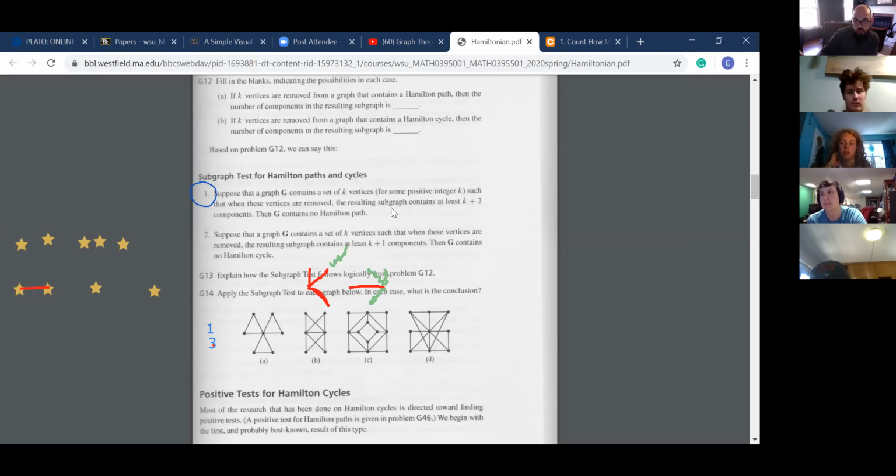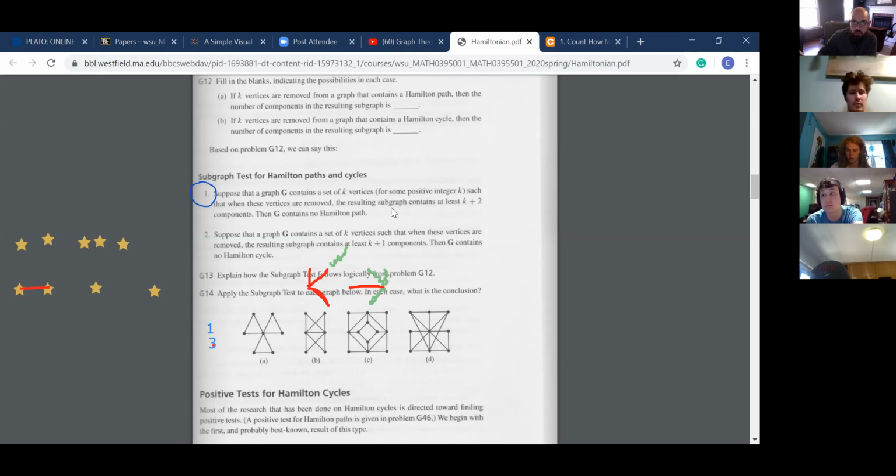So what you're going to do down here, for these problems, G14, try to find the Hamiltonian paths or cycles if they exist, and then try to use this subgraph test. For this first one, part A, you said this has no Hamiltonian path and no Hamiltonian cycle. To use this subgraph test, can you find a set of vertices so that when you delete them, you get a lot of components? Yeah, you just take away the center one.